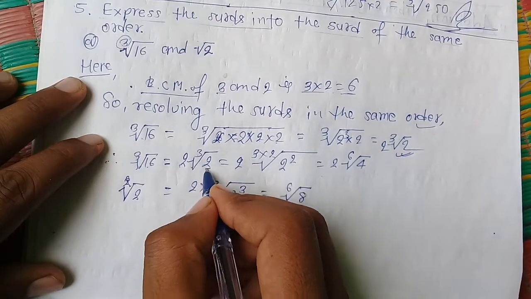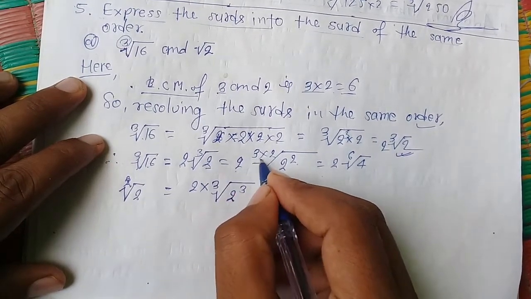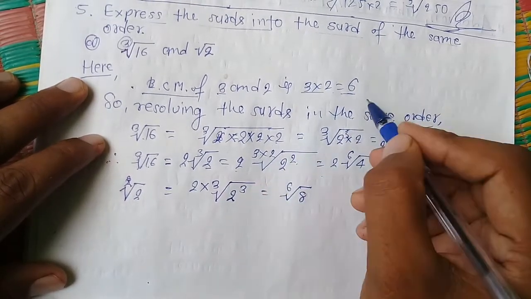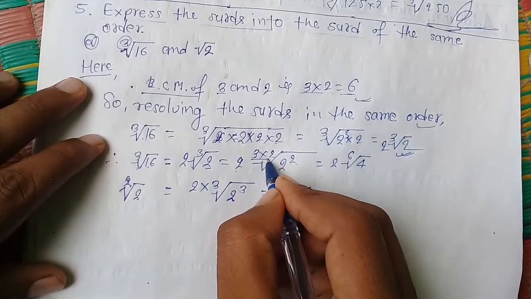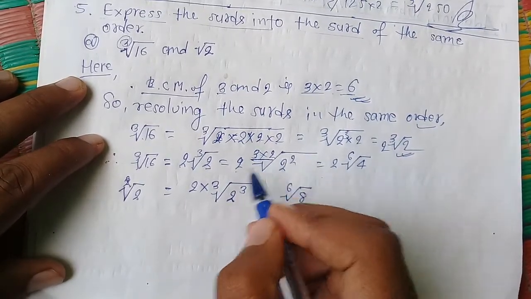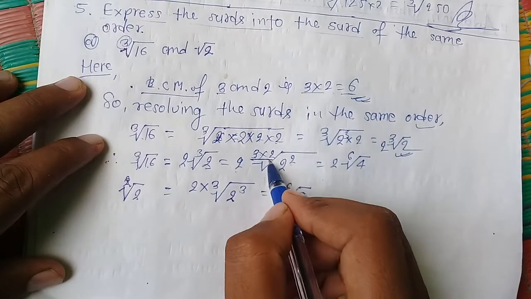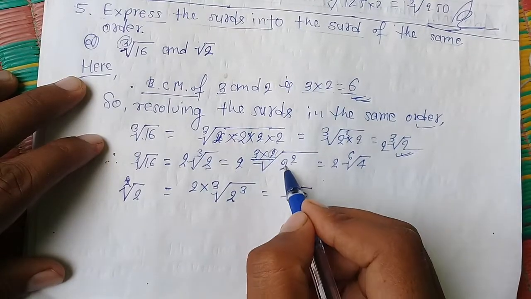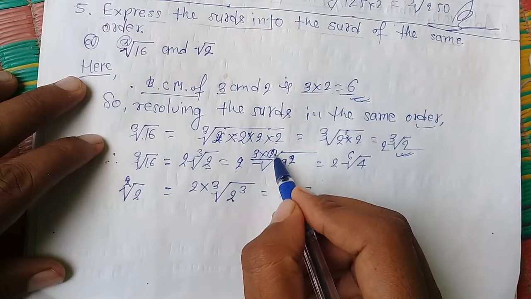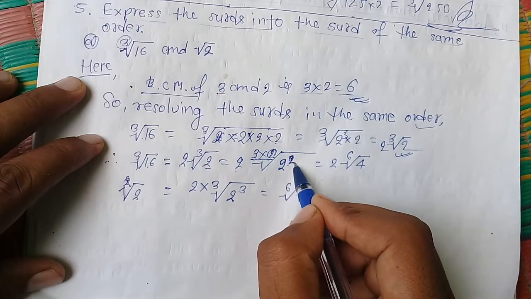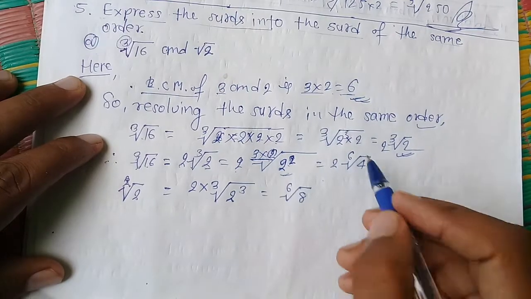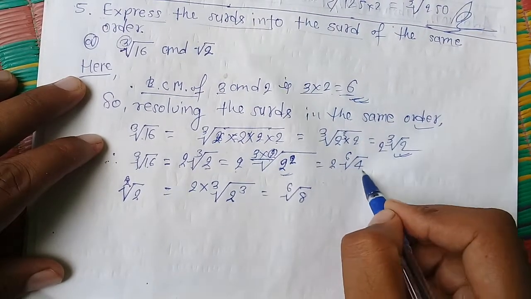So the third root of 16 is equal to 2 times the third root of 2. Now multiply 3 into 2 to make the LCM 6, so here the order should also be 6. How do we make 6? If we multiply by 2, the power will be of the same order. The multiplication factor is 2, so it should also be raised to power 2. So we get 2 times the sixth root of 4.